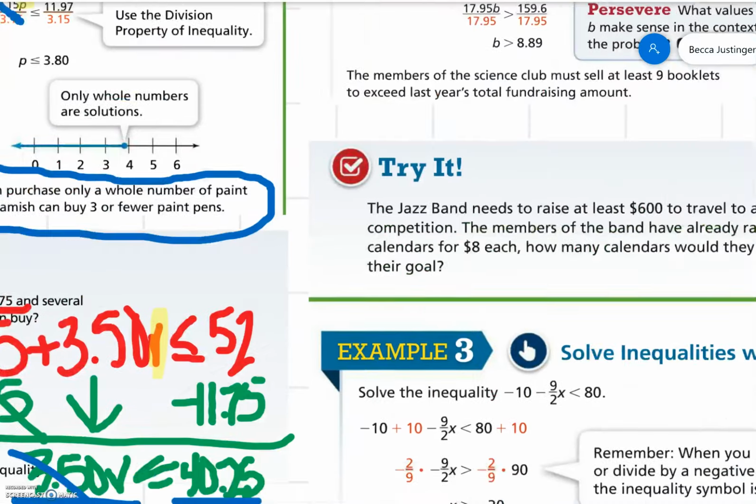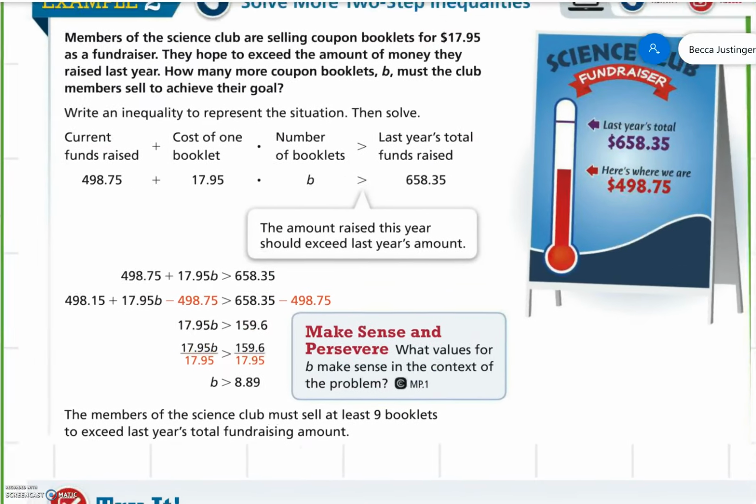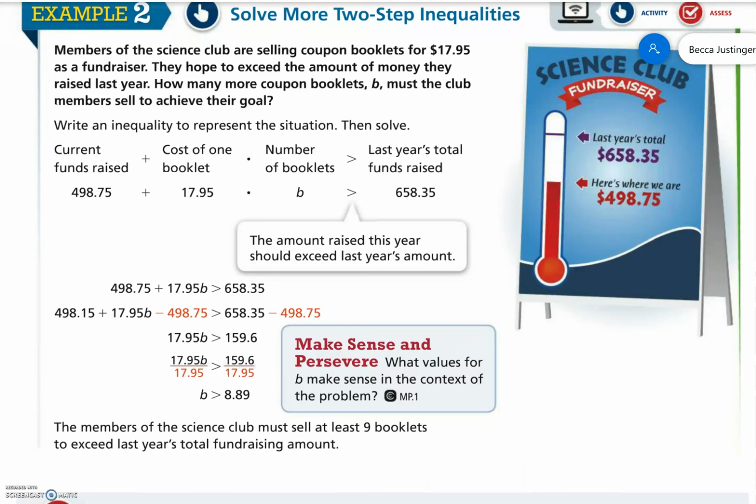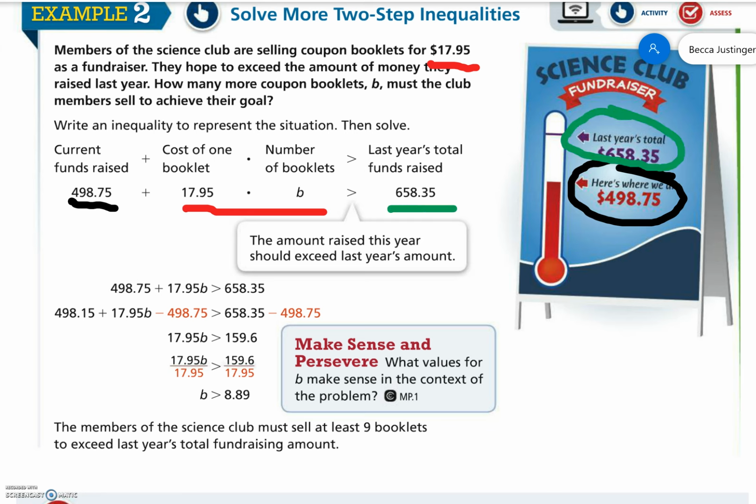All right, example number 2. Members of the Science Club are selling coupon booklets for $17.95 as a fundraiser. They hope to exceed the amount of money they raised last year. How many more coupon booklets B must the club members sell to achieve their goal? So right now they have $498.75, and they want to sell more booklets, and each booklet costs $17.95. We don't know how many booklets they're going to sell, so we use B. And we want to be greater than what we did last year. And last year was $658.35. We don't want to be equal to it. We want to exceed the amount.